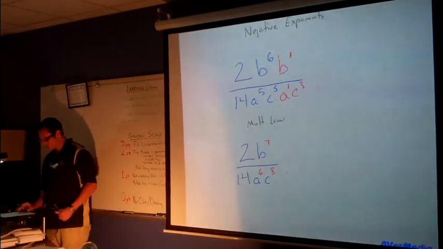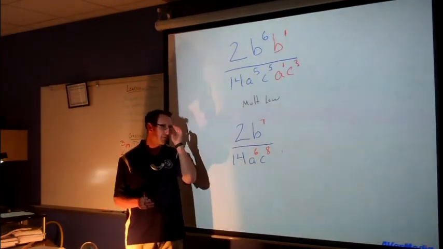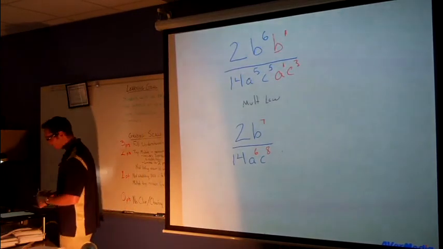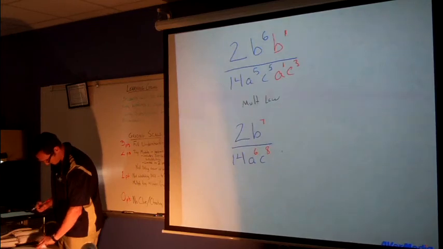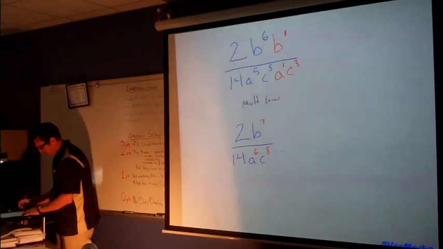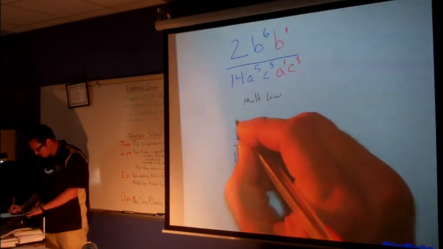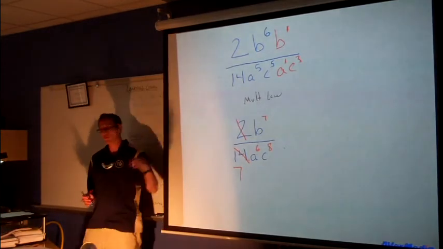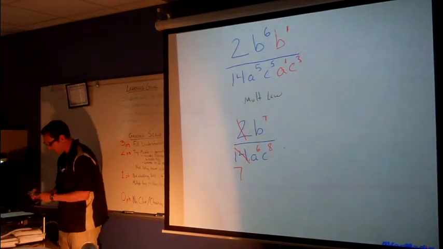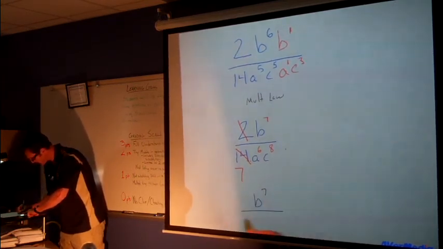The only other thing left to do is simplify my constants. I have a 2 at the top, a 14 at the bottom. We can use cancellation, that cancellation thing that we talked about earlier. Can 2 go into 14? Yes, it can. 2 goes into 14 7 times. That means the 2 cancels completely from the top, and the 14 cancels, but is left with a 7 at the bottom. So what's left? We have b to the 7th at the top, over, at the bottom, 7 a to the 6th c to the 8th.